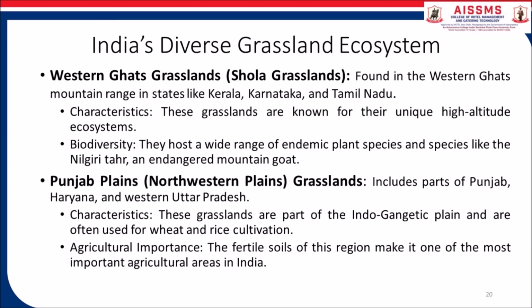Now let's move on to the northwestern region, which is also known as Punjab plain grassland. It includes parts of Punjab, Haryana and western Uttar Pradesh. The characteristics of these grasslands are that they are part of the Indo-Gangetic plain and are often used for agricultural purposes, primarily for wheat and rice cultivation. The fertile soil of these regions makes it one of the most important agricultural areas in India.